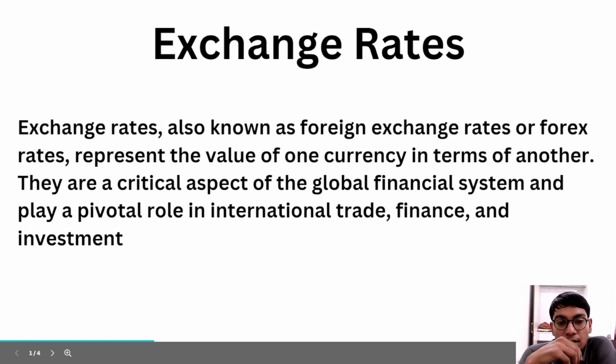So back to the topic. What's an exchange rate? Exchange rate is also known as a foreign exchange rate or forex rate. It represents the value of one currency in terms of another. These are critical aspects of the global financial system.